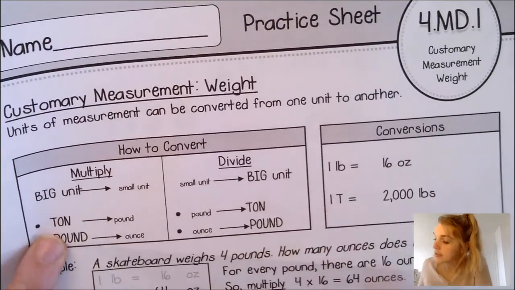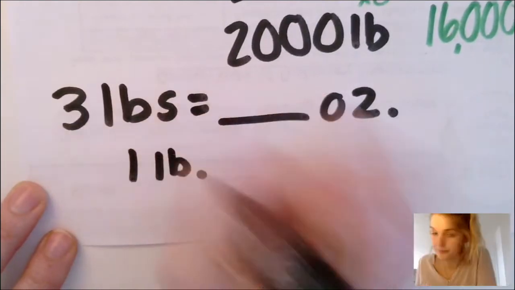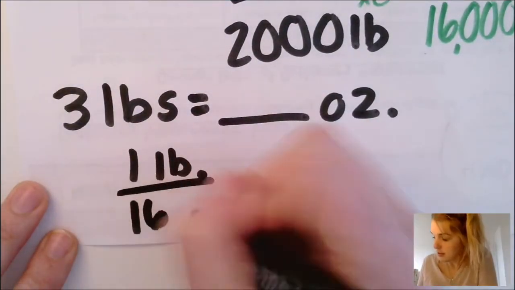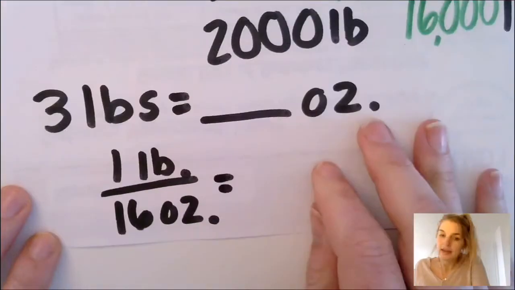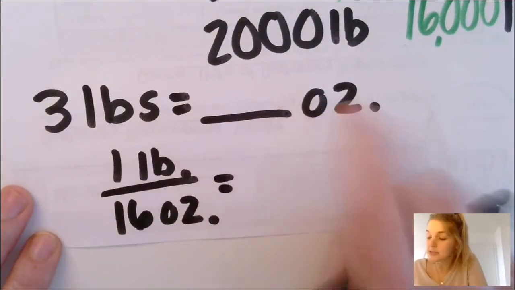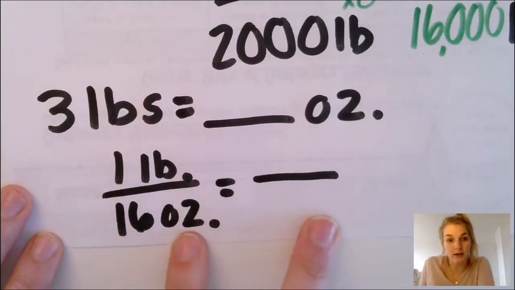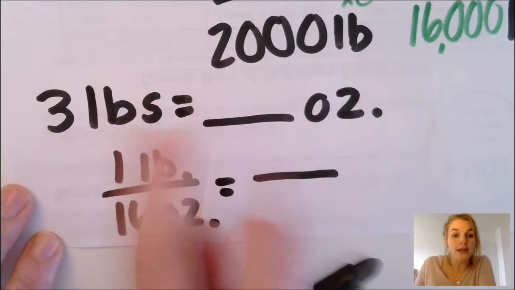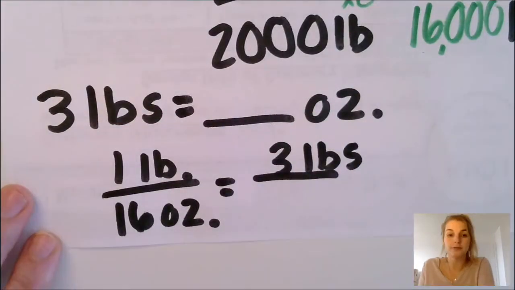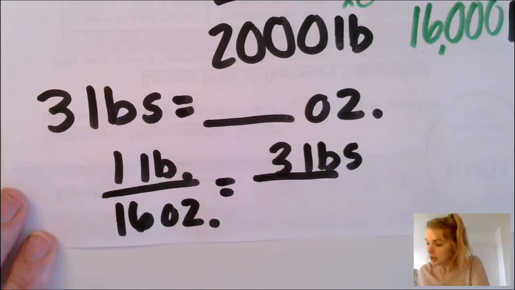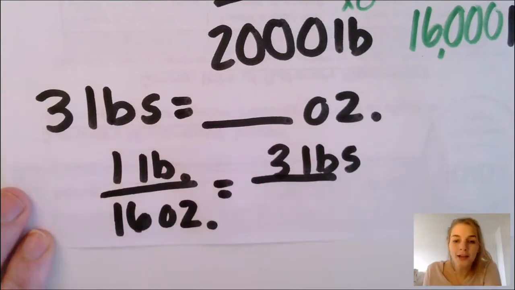1 pound is equal to 16 ounces. Okay? Now let's see what I know. What I don't know is my ounces, so I'm going to leave this blank because I can't match those up together. What I do know is my pounds. I know that there are 3 pounds.